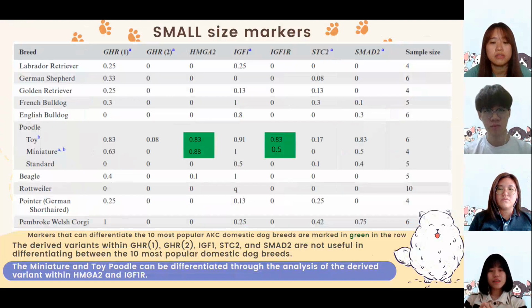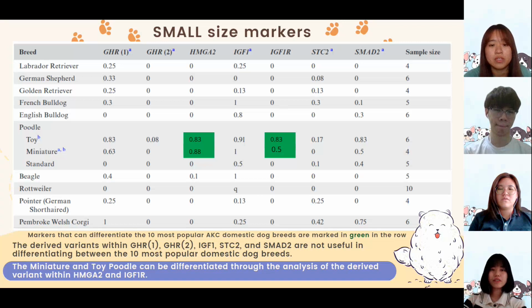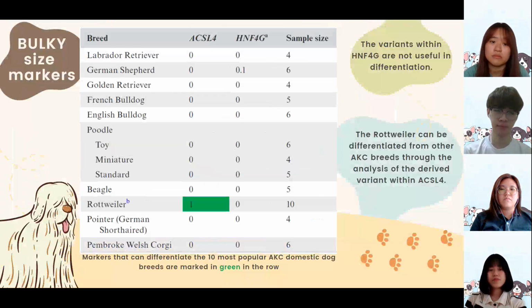If we look at the small size marker, only miniature and toy poodle can be differentiated through the analysis of variants within HMGA2 and IGF1R, while the derived variants within other markers are not useful because the differences within the values are small and we cannot differentiate them clearly. Same goes for the bulky size marker. Only Rottweiler can be differentiated from other AKC breeds using ACSL4, and the variants within HNF4G are not useful.